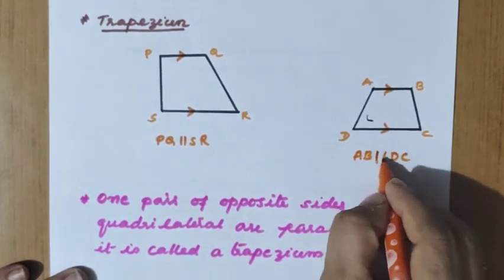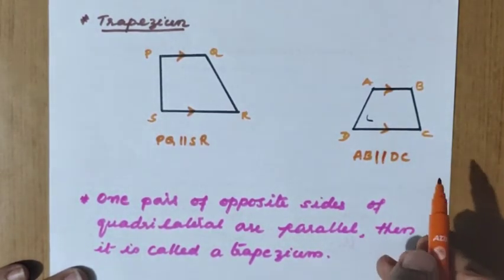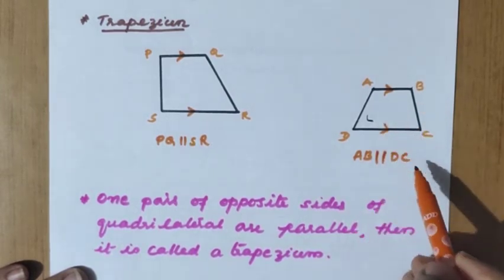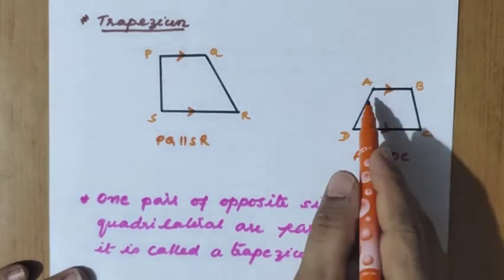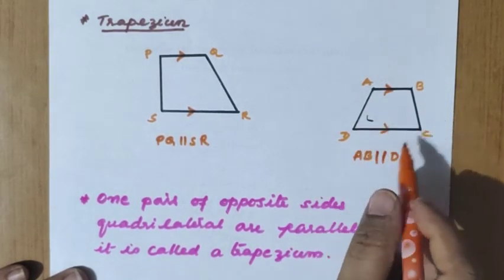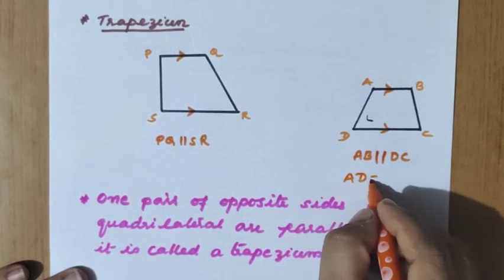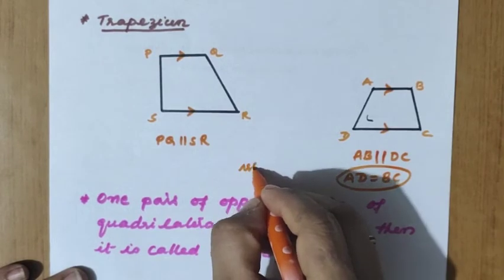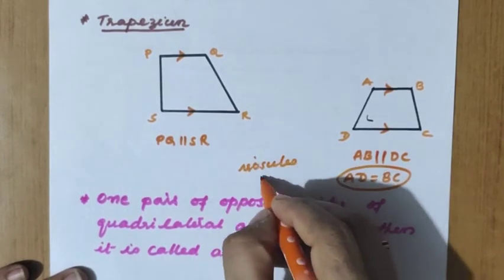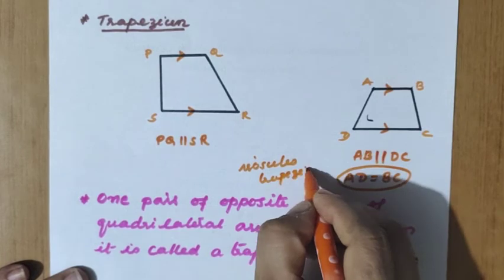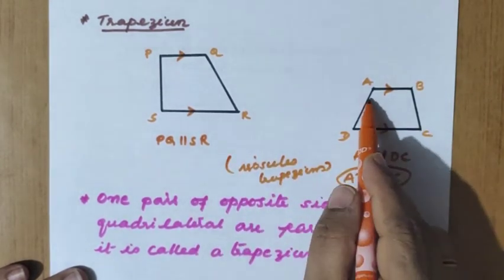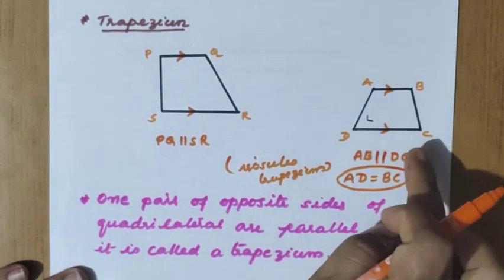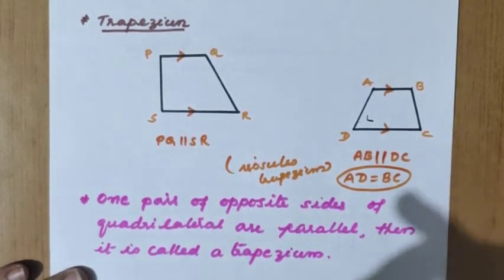Then also we can say that it is a quadrilateral and one pair of opposite sides parallel is the additional criteria. So it is called a trapezium. Now in some cases, the non-parallel sides AD and BC in this case can be equal. Sometimes they are equal, and in that case it is called an isosceles trapezium. Here I am just explaining. AD equal to BC, non-parallel sides are equal, then such a trapezium is called an isosceles trapezium.